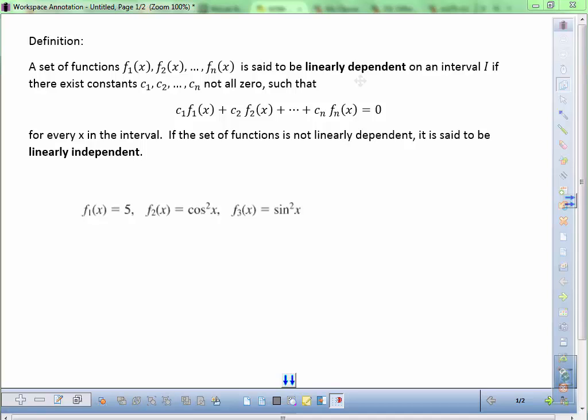Uh-oh. My pen doesn't work anymore. Oh, there it goes.